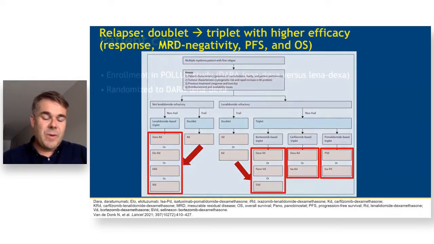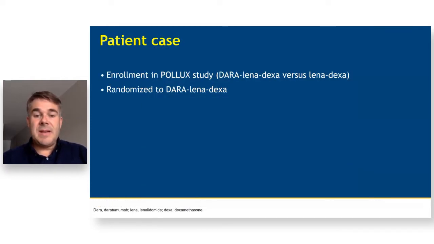So then what to do with our patient that was len naive, not exposed to lenalidomide? Well, in 2014, we had in our center the Pollux study open. This was a phase 3 study that randomized patients with at least one prior line of therapy to either lendex, which was the standard of care by then, or patients could receive daratumumab lendex. And the good thing was that our patient, our lady, was randomized to daratumumab plus len plus dex, the triplet regimen.